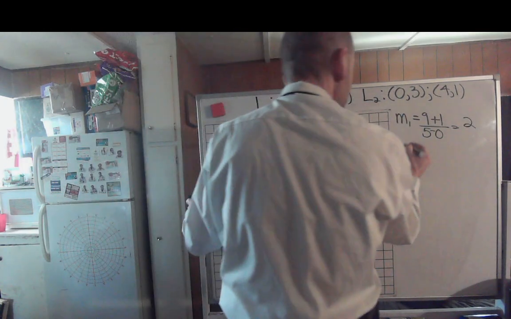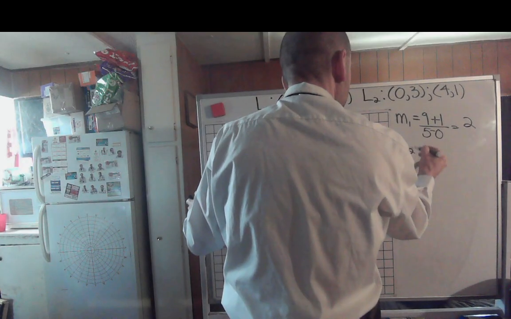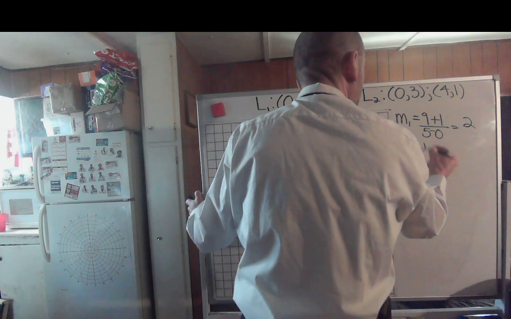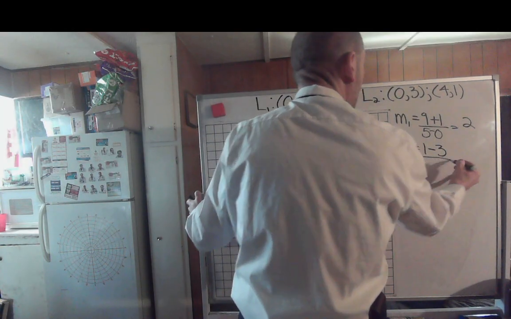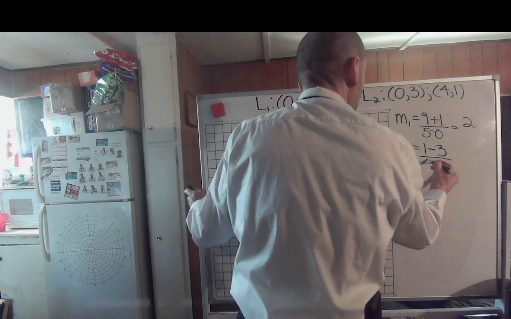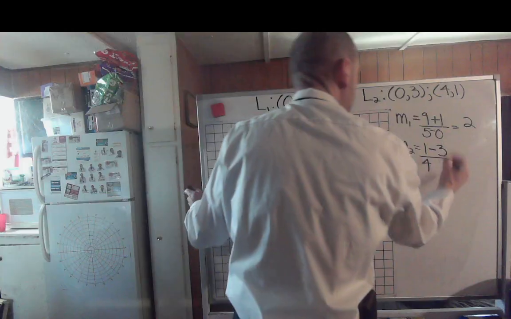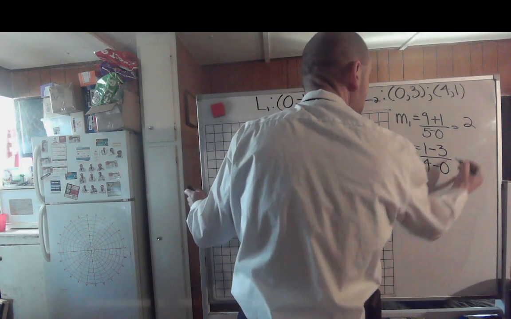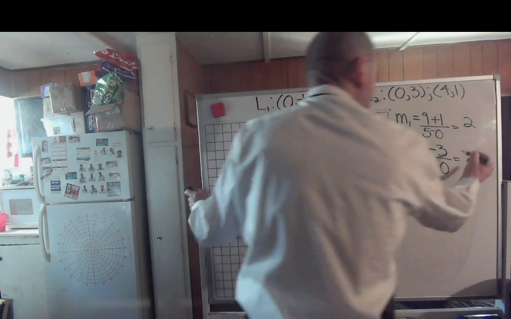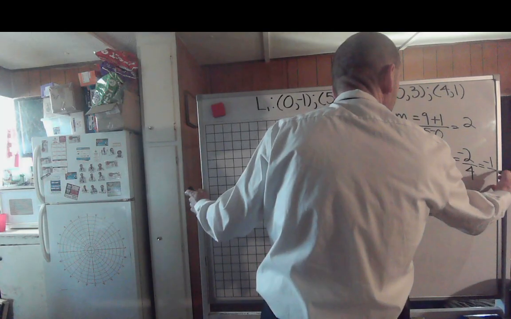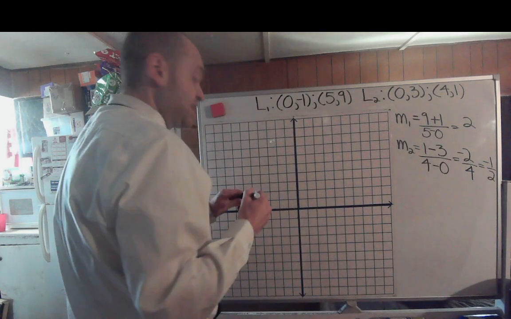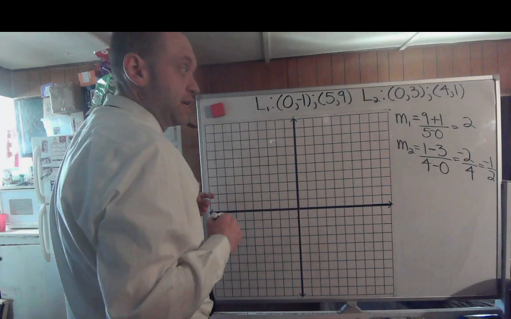How about the slope of the second line? m sub 2 is going to equal y sub 2, which is 1, minus y sub 1, which is 3, all over x2, which is 4, minus x1, which is 0. So this would end up giving you -2/4, which would be -1/2. Well, they're not the same slope, so they're definitely not parallel.